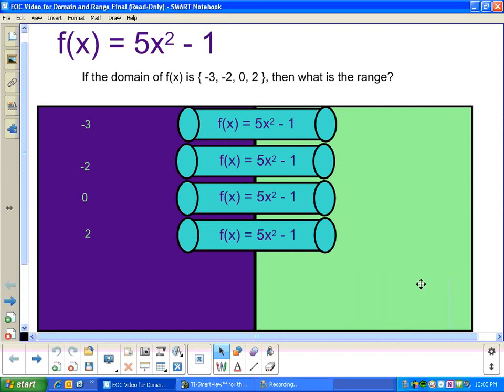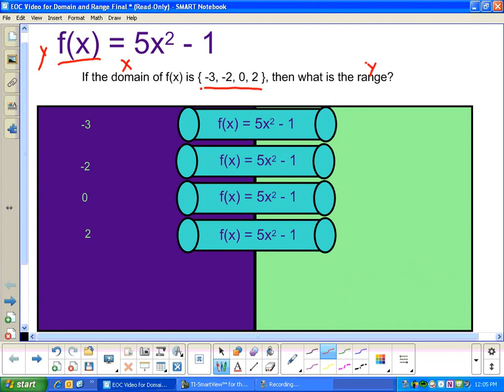All right, today we're going to talk about domain and range, how domain is x or your input and range is y or your output. Keep in mind, f of x is the same thing as y. So we've got the equation 5x squared minus 1. Domain is x and range is y. And we've been given a domain of -3, -2, 0, 2.